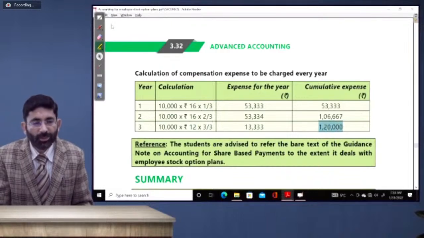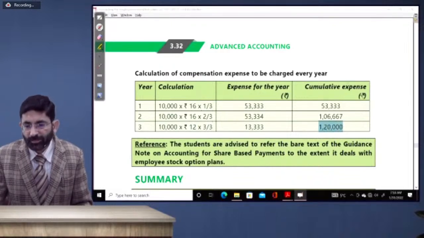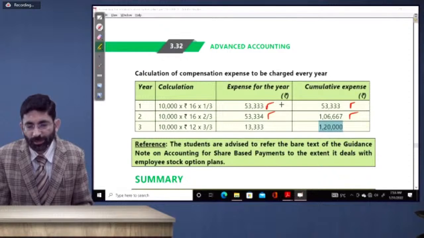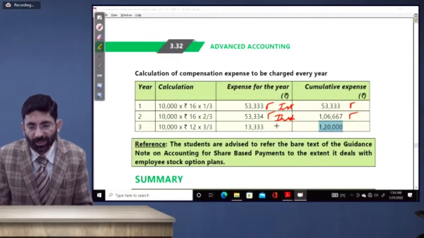So at the end of first year, we have to write off this. At the end of second year, we have to write off this much amount. This is at the end of first year. This is at the end of second year. So at the end of third year, how much is to be written off? At the end of third year, total amount is to be written off 1,20,000. That is clear to us.